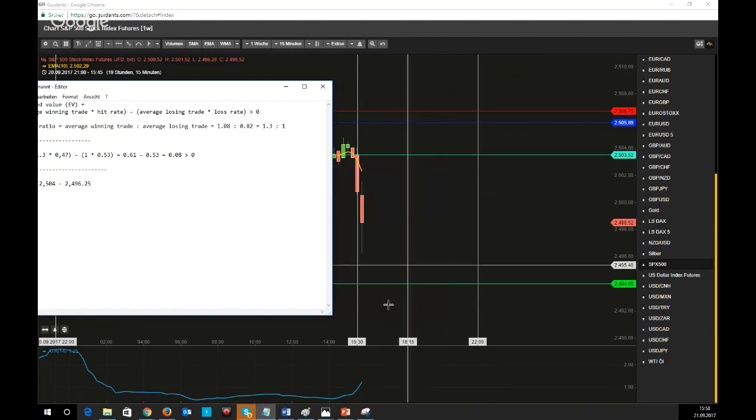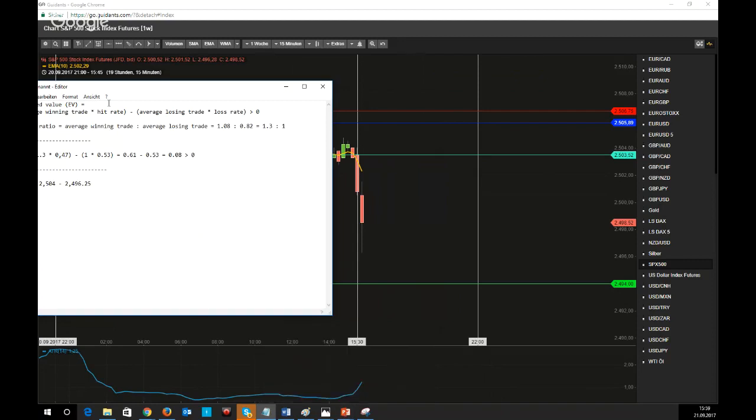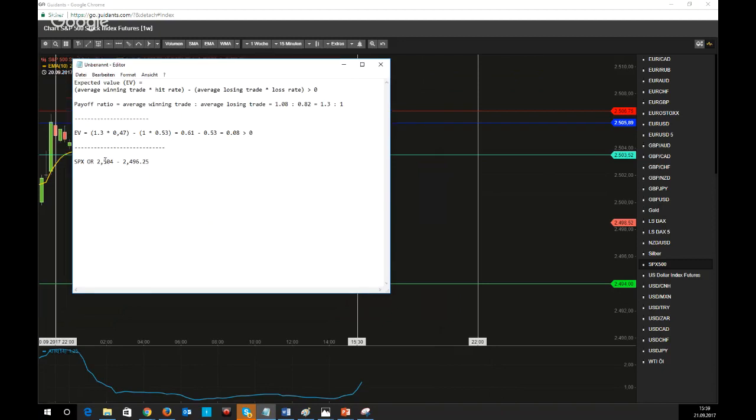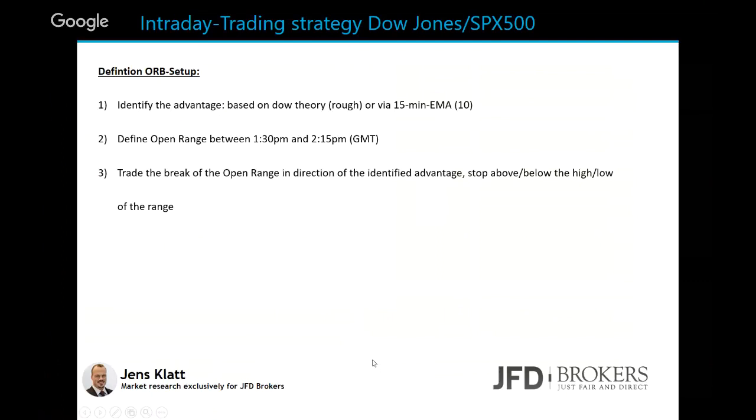So that said, we know we still have to wait another 15 minutes. So far it's just a rough version of the setup. But I can tell you we'll have a setup here, range, which is currently between 2,496.25 and 2,504. We're trading below the 15 EMA. So if we were right now at 2:15 p.m. GMT, still 50 minutes to go from here, but if we were right here, then we trade the short side.